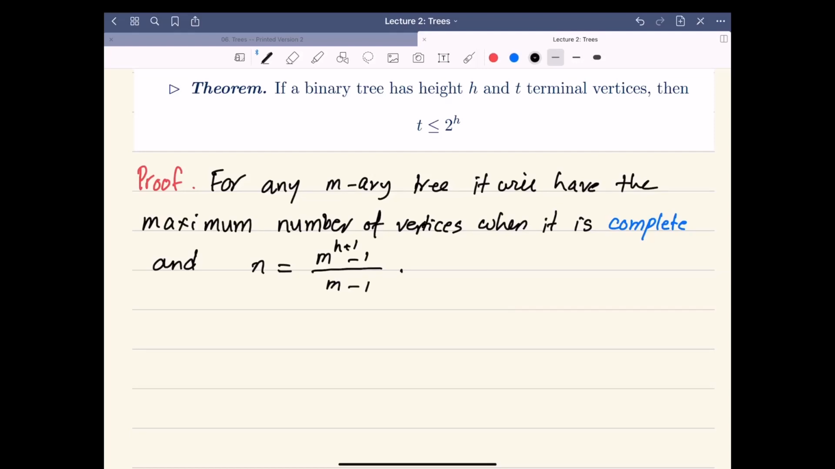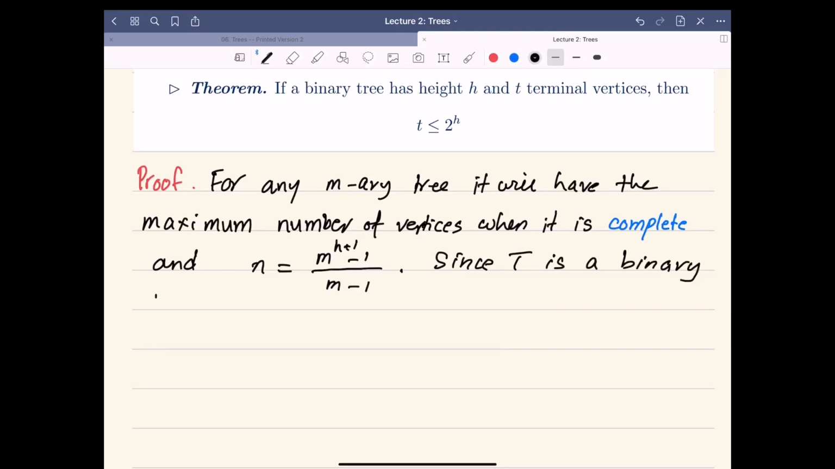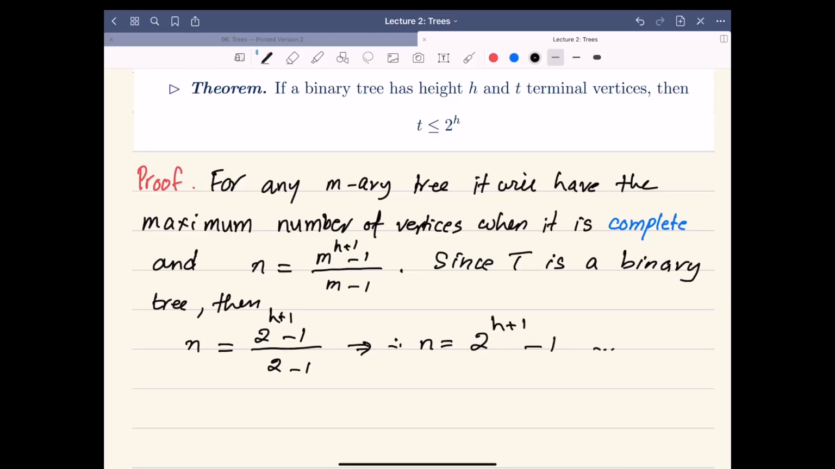Now we have a binary tree. So since T is a binary tree, then n is equal to 2 to the power h plus 1 minus 1 over 2 minus 1. So therefore n is equal to 2 to the power h plus 1 minus 1. And this is equation number 1.